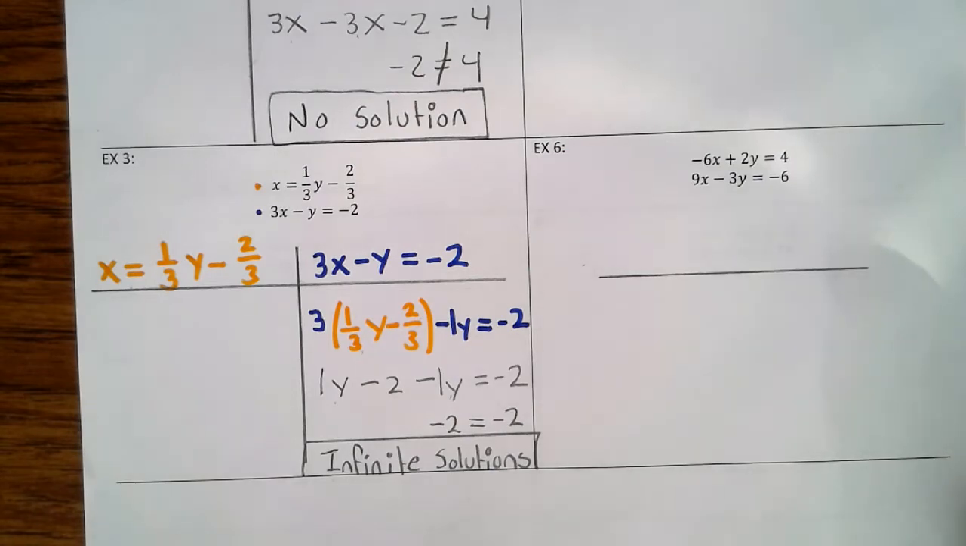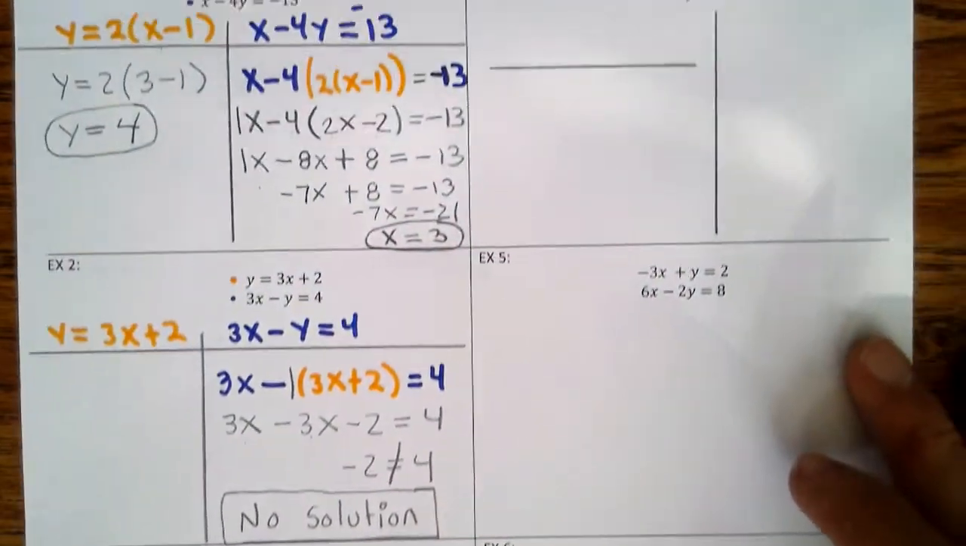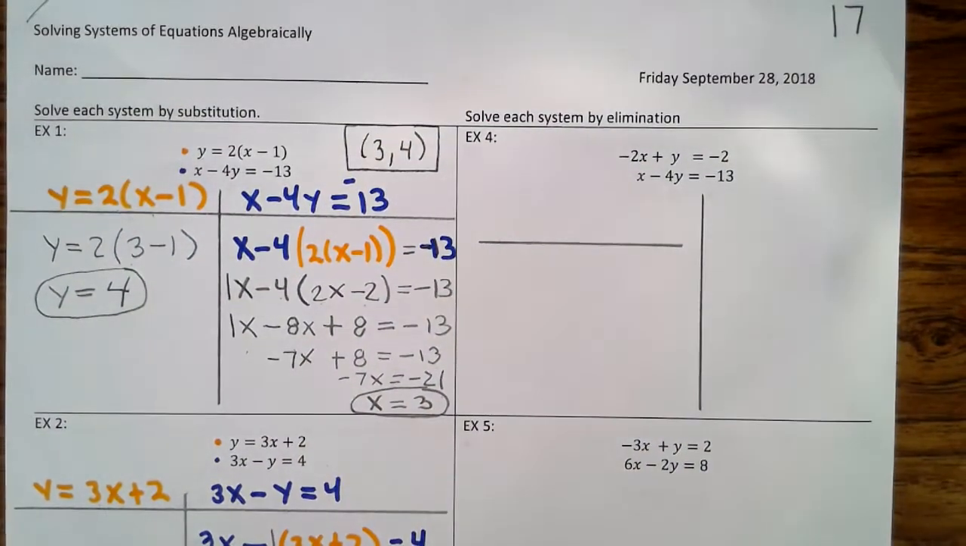All right, so finish up example 3. All right, now let's take a look at example 4. Solve each system by elimination. Okay, now in these, I'm not going to use any color because it's going to just make more sense without it.